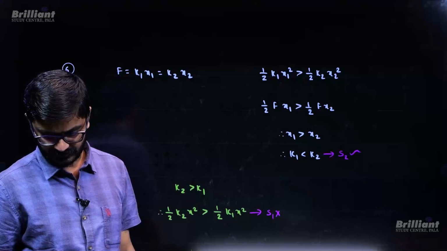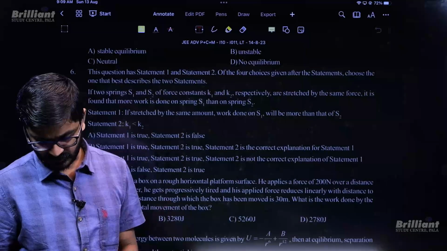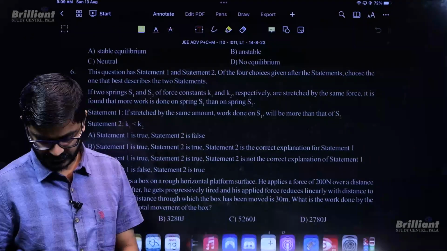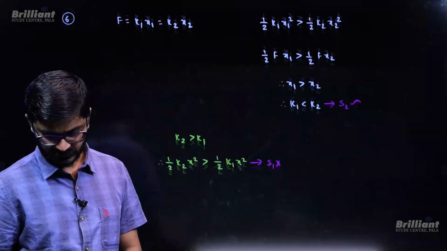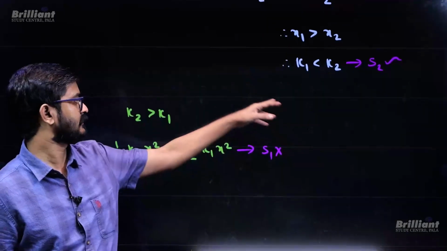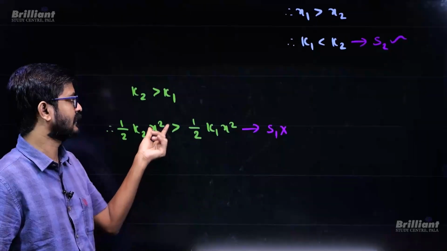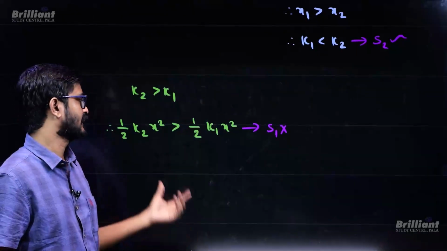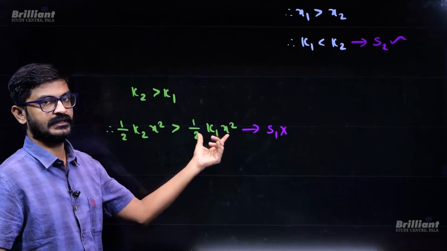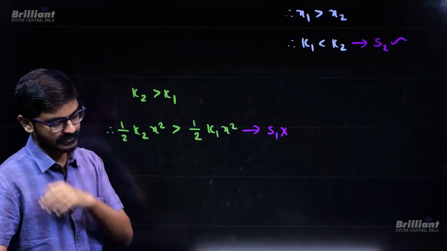Now what about statement 1? If stretched by same amount, work done on S1 will be more than work done on S2. So stretched by same amount, we know K2 is greater than K1. Stretched by same amount, in the sense energy in this one is going to be half K2 x square, energy in this one is going to be half K1 x square. Energy in the second spring is more than energy in the first. So statement 1 is wrong.